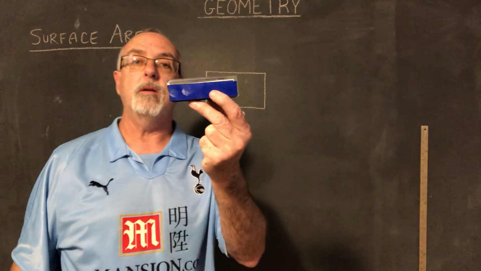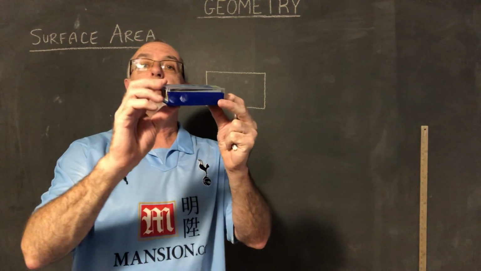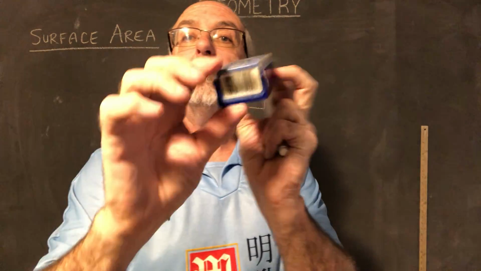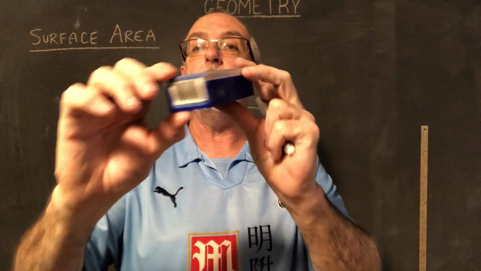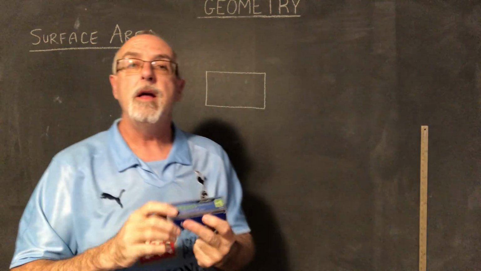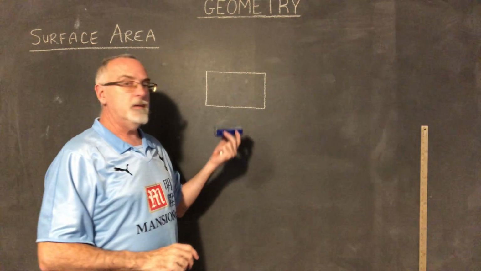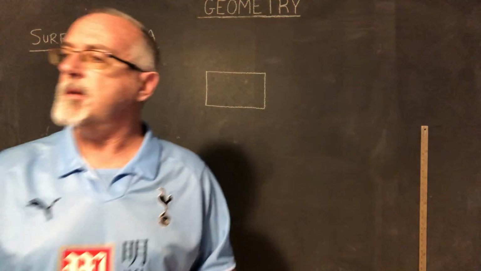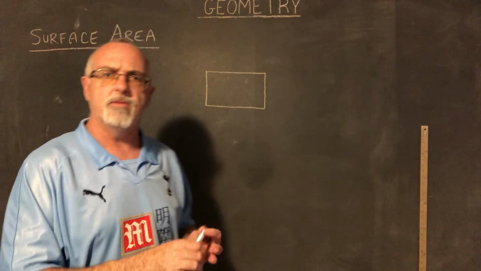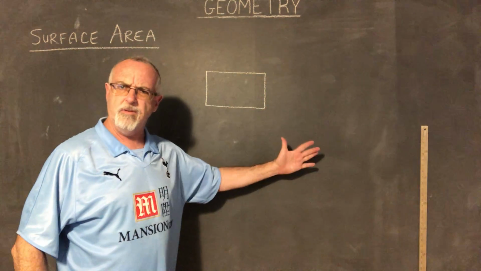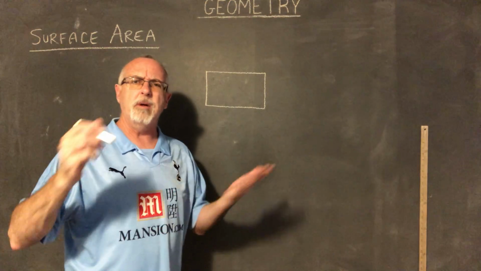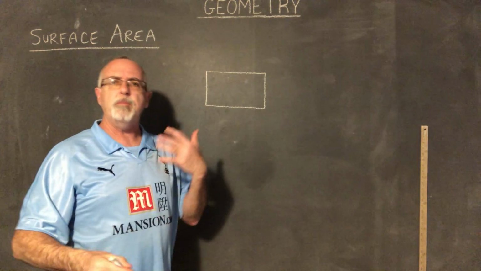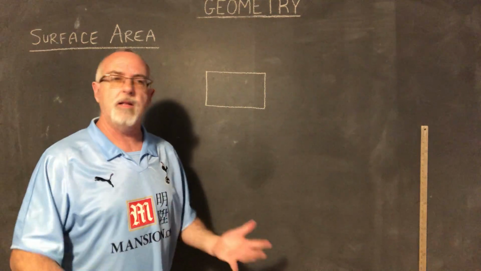This is a rectangular prism. It has faces that are rectangles. There are 6 faces on this thing, and all of them are rectangles. Not quite so easy to draw because, reminder, I'm still drawing on a two-dimensional surface. So I'm trying to draw a three-dimensional shape on a two-dimensional surface, and that presents all sorts of interesting challenges.